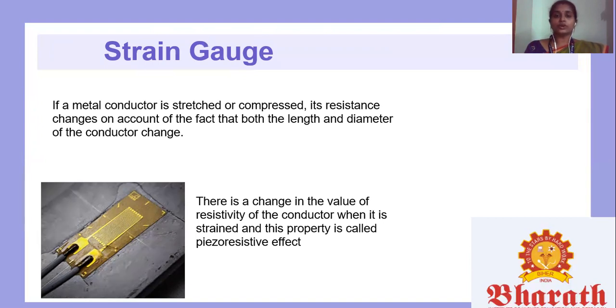Strain gauges are used for the measurement of strain and associated stress in experimental analysis. Secondly, many detectors and transducers like the load cell, torque meters, diaphragm type pressure gauges, temperature sensors, accelerometers, and flow meters use strain gauges as secondary transducers.